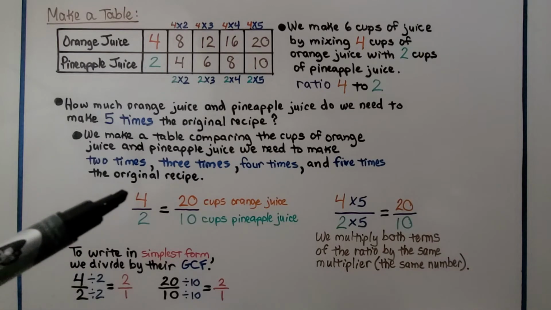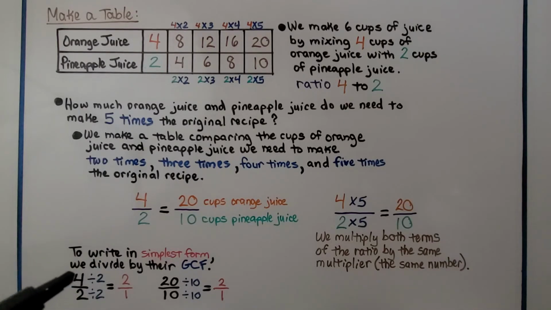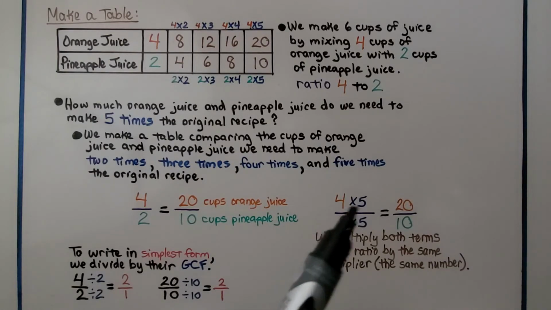If we want to simplify 4 halves, we divide the numerator and denominator by 2, and it simplifies to 2 over 1. And to simplify 20 tenths, we can divide the numerator and denominator by 10, and we get 2 over 1. We know that these ratios are equivalent because they simplified to the same amount.